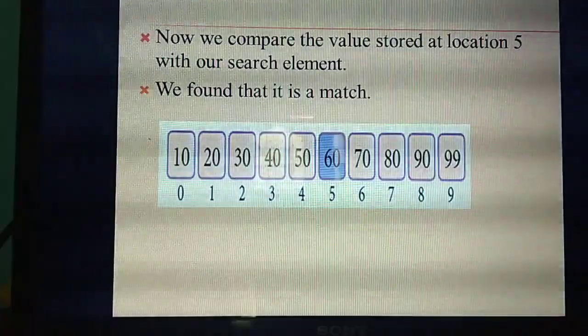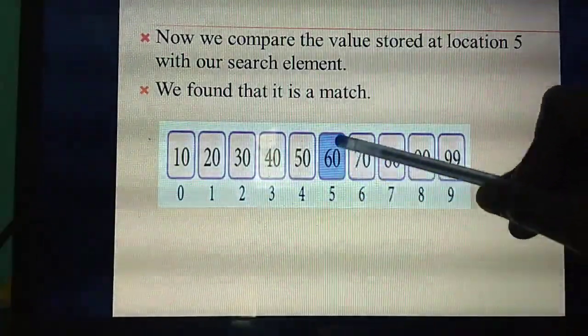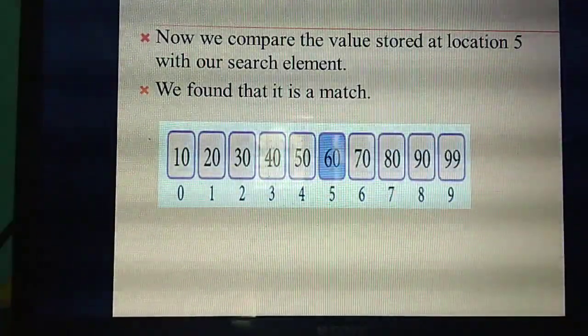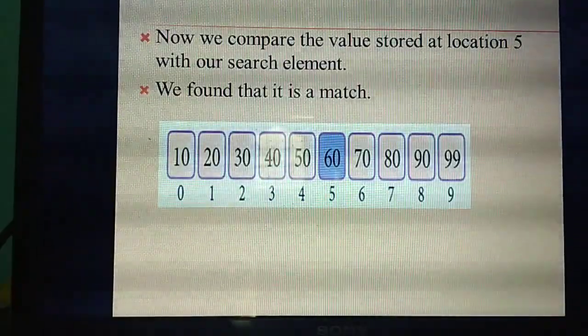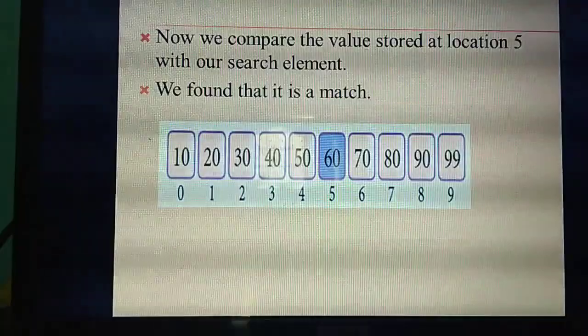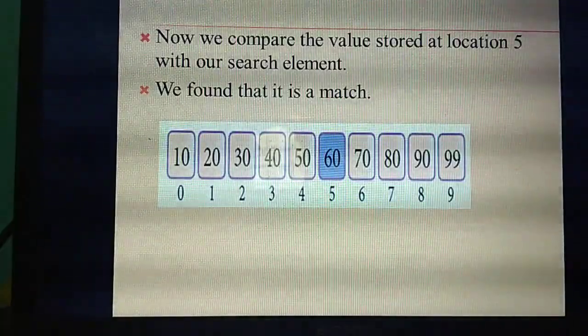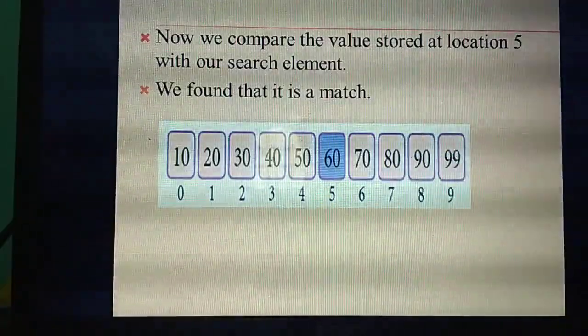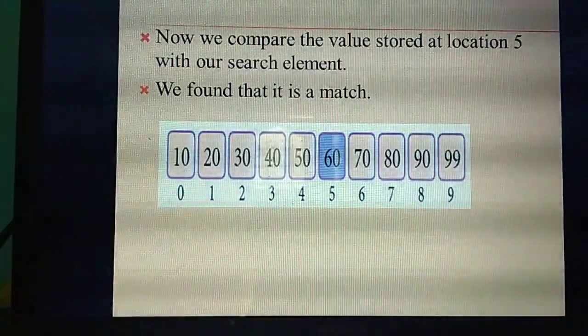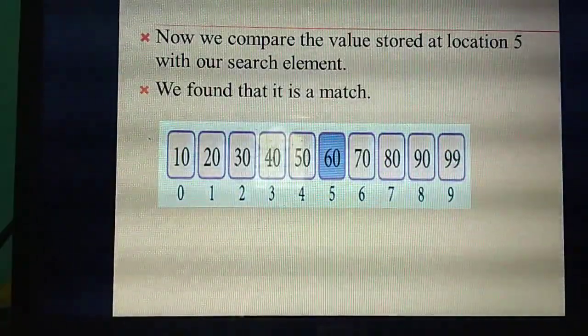Okay. So what's the mid value you get? 5. So whether the search is matching, what's the search element? In the first step itself you calculate the middle value and you take some value as a search element. What's the search element? 60. But the match is found? Yes. Now the match is found. So it will display the success message and it displays the index. What's the index value? 5.